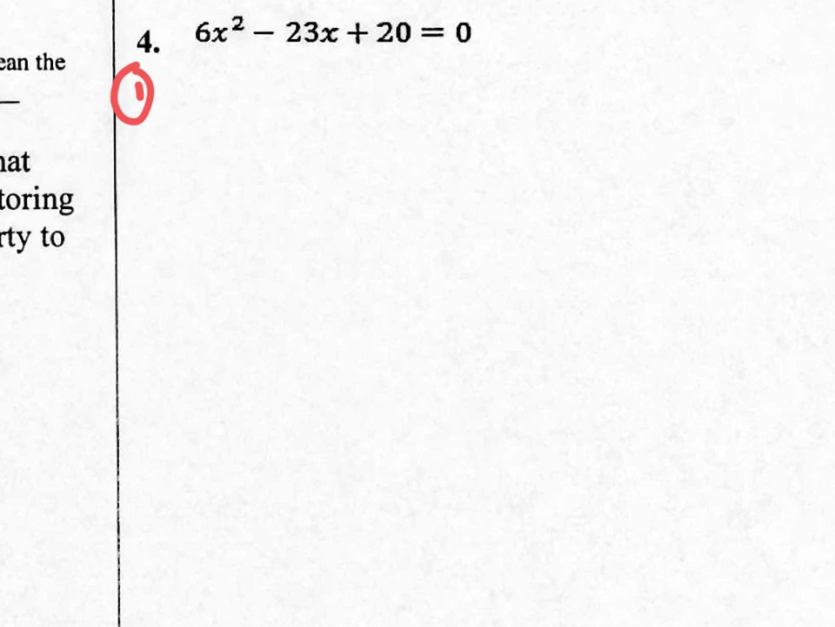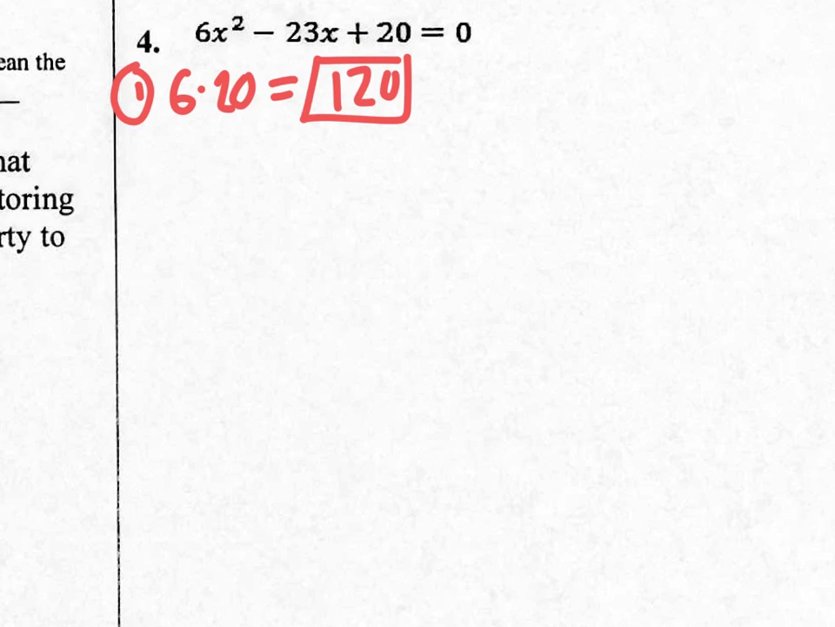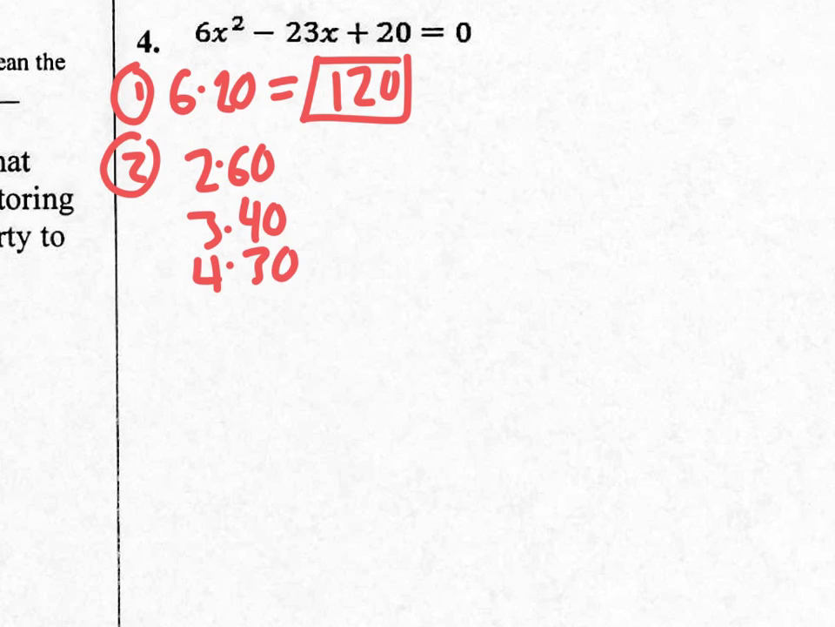Step 1 is to multiply A times C. 6 times 20 equals 120. Okay, so there's our answer for step 1. Step 2 is to think of the multiples of 120 that combine together to give you negative 23. Okay, so 1 times 120 is not going to do it. 2 times 60, that's 62, that's not going to do it. 3 times 40, that's not going to do it. 4 times 30, that's not going to do it.